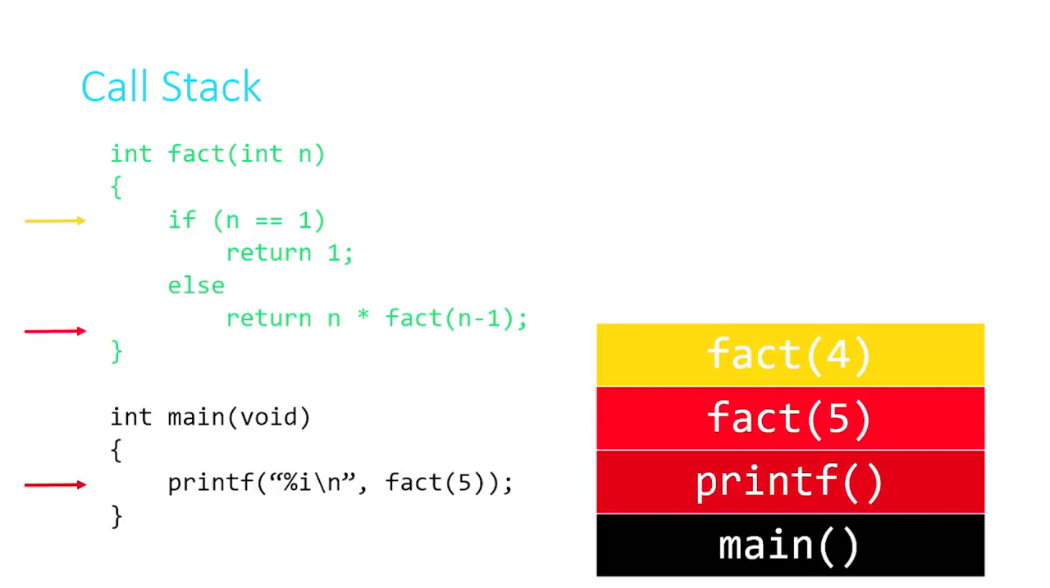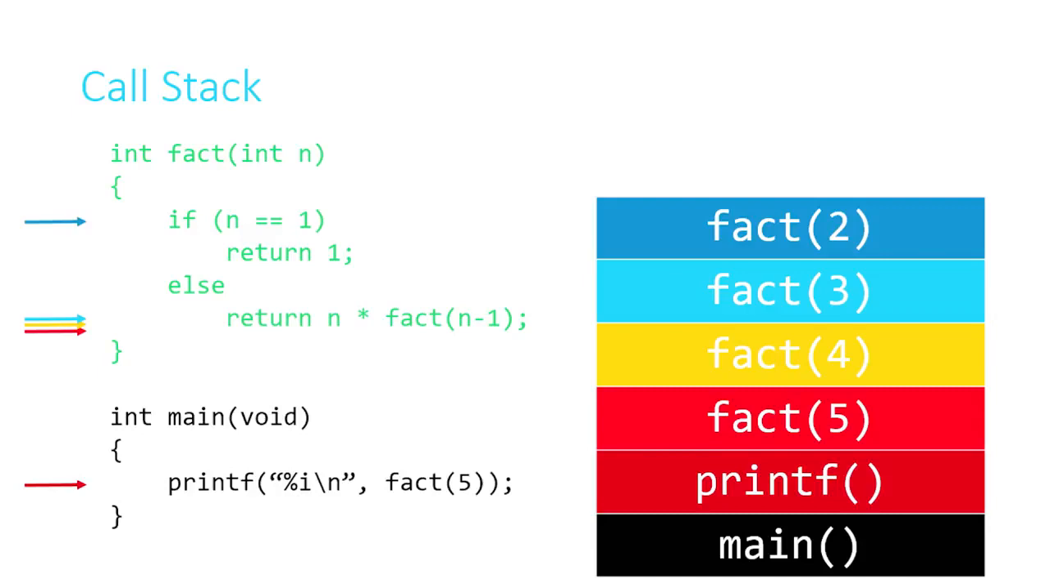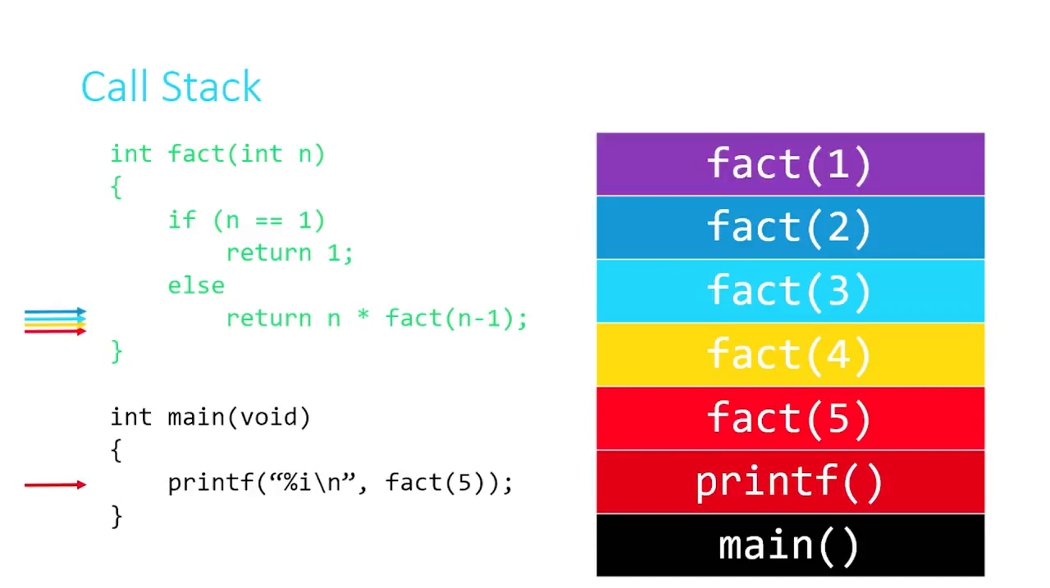Is 4 equal to 1? No. So instead, it's going to return n times, in this case, 4 times factorial of 3, another function call. So factorial of 4 frame goes on pause. Factorial of 3's frame becomes the new active frame. And we repeat this process again for factorial of 3, for factorial of 2, and then we get to factorial of 1.